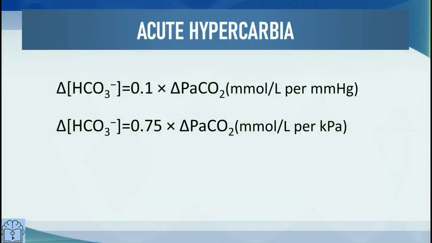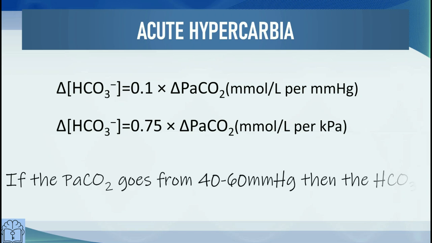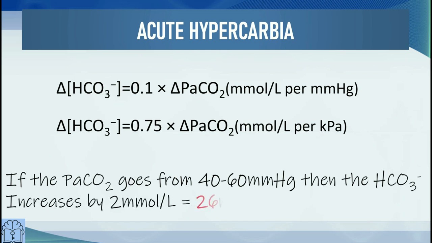This is the calculation for how you do this. The change in the bicarbonate is 0.1 times the change in the PaCO2 in millimoles per millimeter of mercury, or 0.75 times the change in PaCO2 in millimoles per liter per kilopascal. If the PaCO2 goes from 40 to 60 millimeters of mercury, 5.3 to 8 kilopascals, then the bicarbonate will increase by 2 millimoles per liter to 26 millimoles per liter.